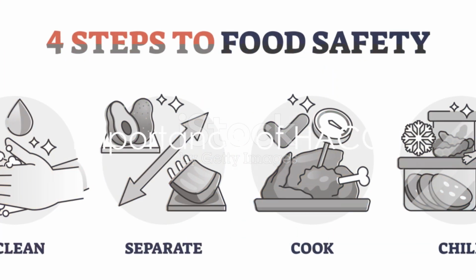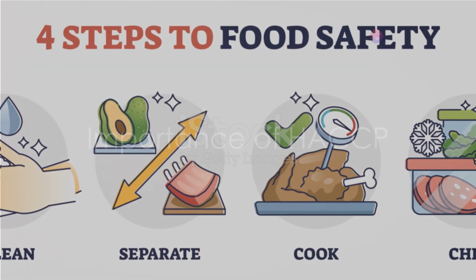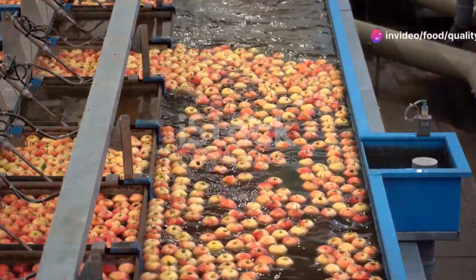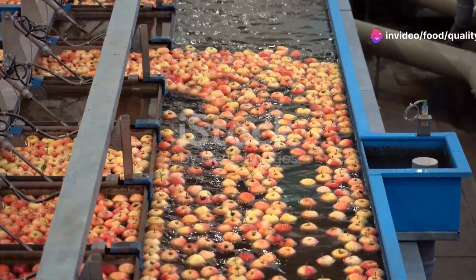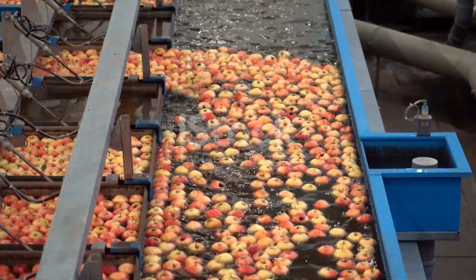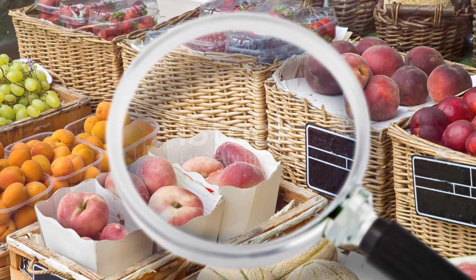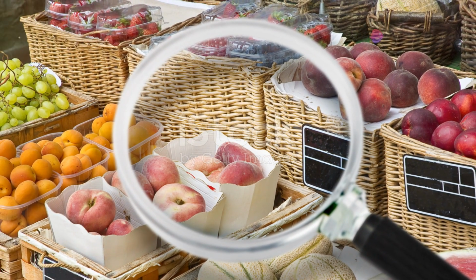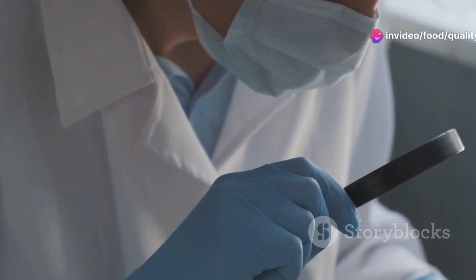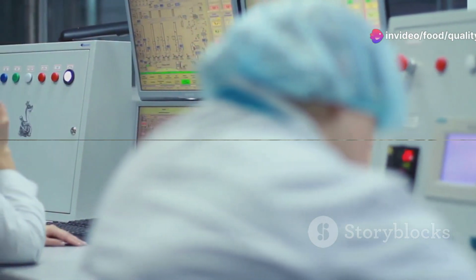So why is HACCP so important in food production? Well, it's all about prevention. By identifying potential hazards before they occur and establishing control measures, the HACCP system can prevent food safety issues before they happen, rather than just responding to them after the fact. It's a powerful tool for ensuring that the food we eat is safe, and it's a system that's used worldwide.